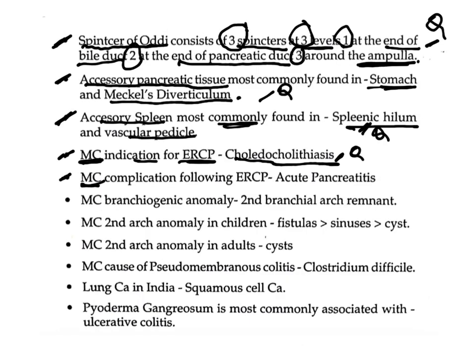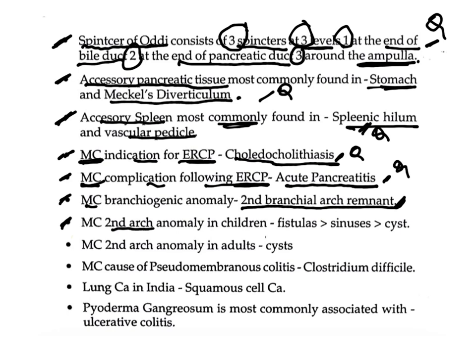Now, the most common complication following ERCP. After ERCP, the most common complication is acute pancreatitis. This is very important. Now, the most common branchiogenic anomaly is the second branchial arch remnant.